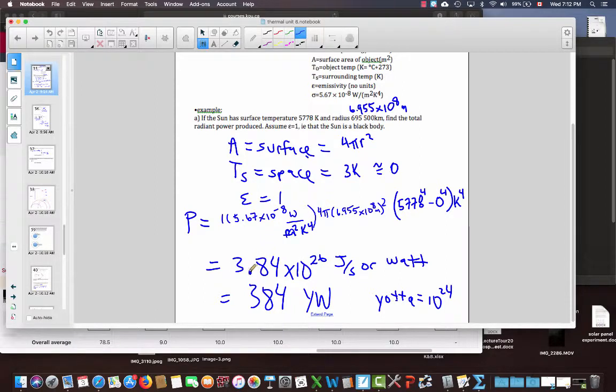And we get a rather large number, not surprising. It is the sun, after all, 3.84 times 10 to the power 26. Now, 24 powers of 10 is actually a yotta, so this is 384 times 10 to the 24, 384 yottawatts. That's the joules per second coming from the sun.